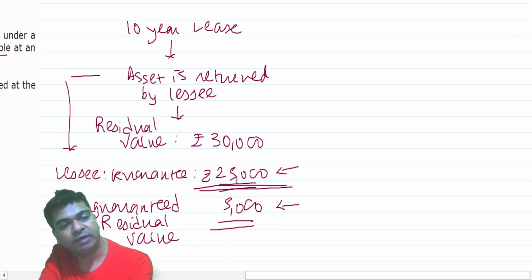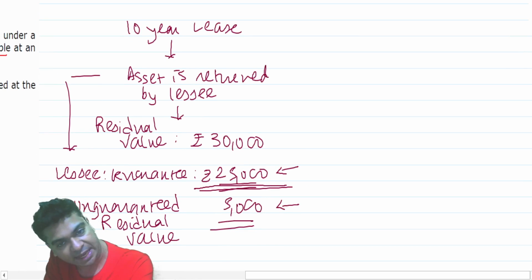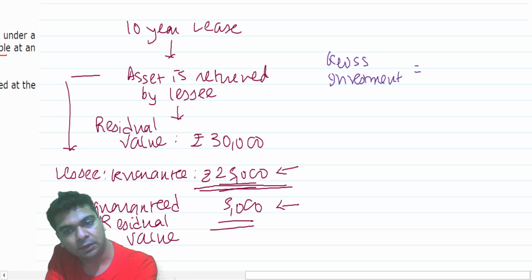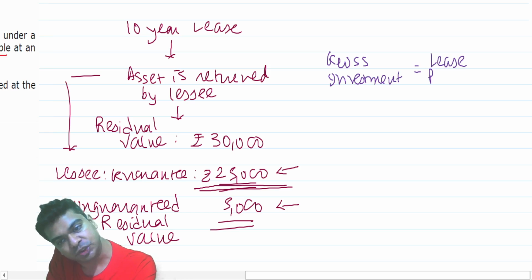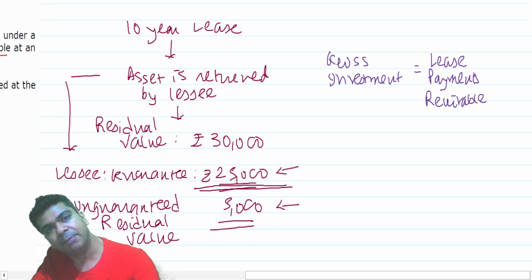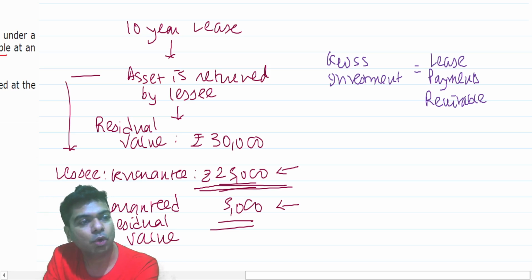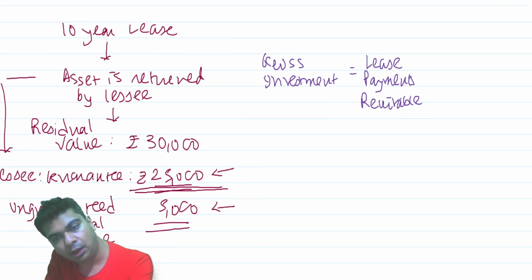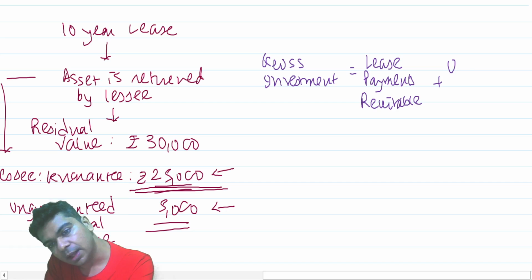So the whole thing is moving in this particular way. We say gross investment. Understand this now really well. Gross investment is equal to lease payments. To make it simpler, we say lease payments receivable, because a lease payment is something that will be paid by the lessee. The lessor will receive it. So we say lease payments receivable. So gross investment will be lease payments receivable plus unguaranteed residual value.